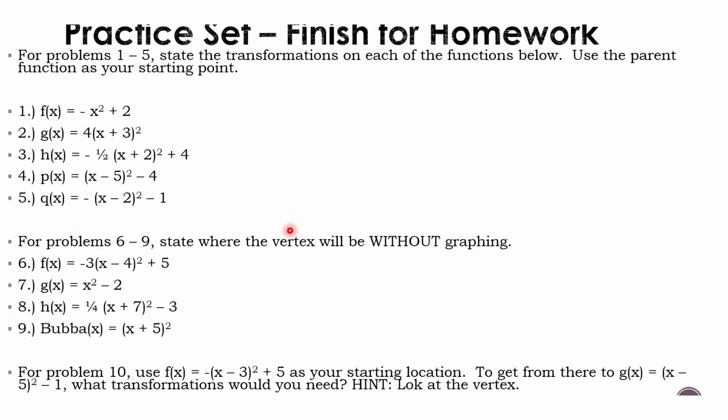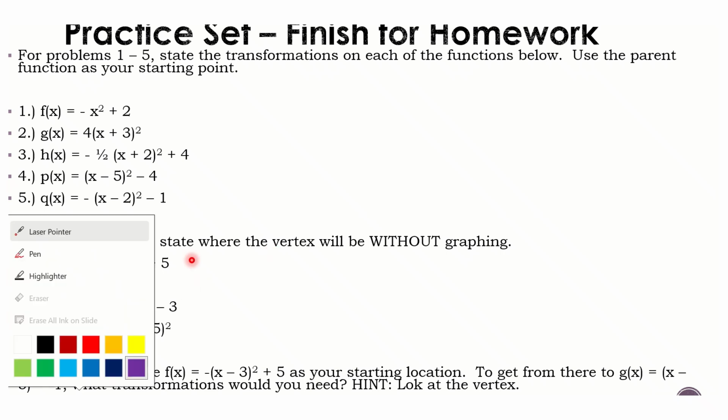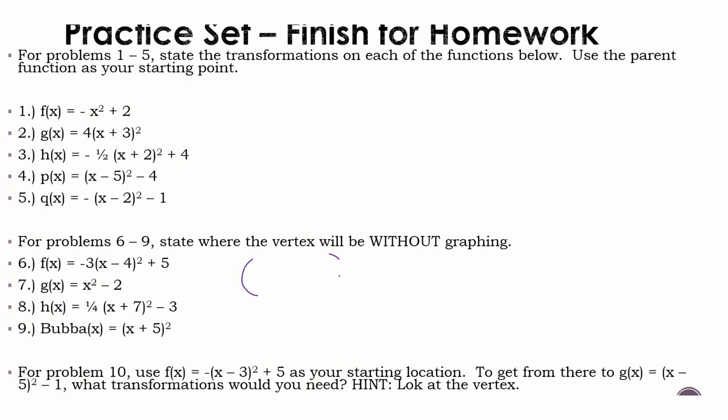For problems 6 through 9, state where the vertex will be without graphing it, okay? So I want you to look at that. Is it going left, right, up, down? What is it doing? For the vertex, you actually don't need to know if it's flipped or if it's stretched or compressed. That does not change where the vertex is. So only left, right, up, down, and you're going to state an ordered pair. So for those ones, your answer is going to be an ordered pair (x, y), just not with an x, y, with numbers in them.